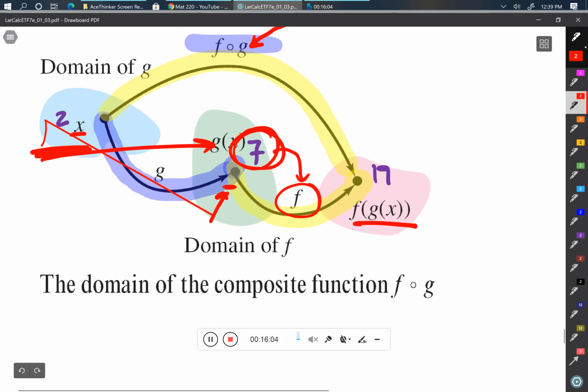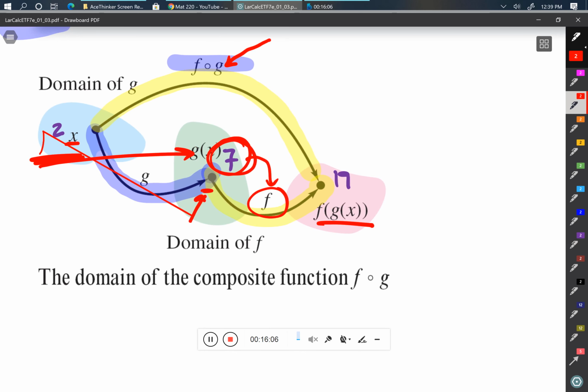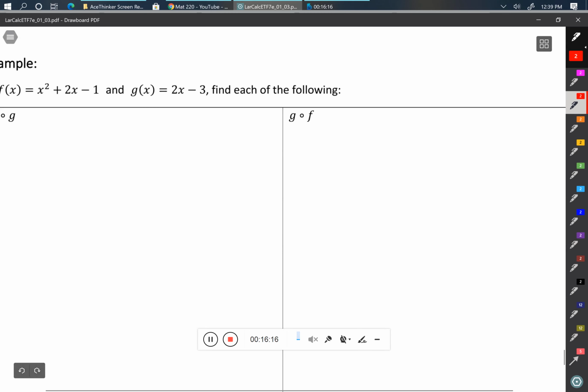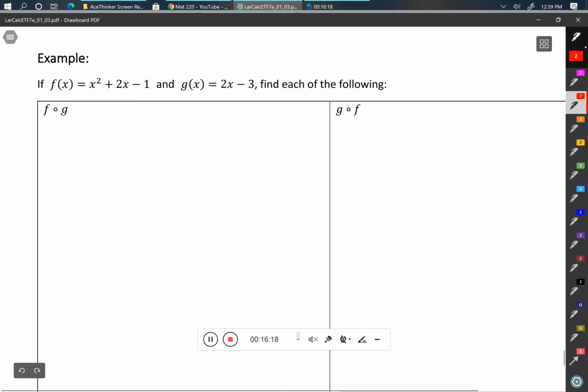So finding domains of composite functions can be tricky. It's not always the easiest thing to do, okay? But it can be done, right? So here's some functions, and we're going to do some compositions. So f of x is defined to be that polynomial there, x squared plus 2x minus 1. G of x is that linear function, 2x minus 3. My job is to find f of g and then define g of f.